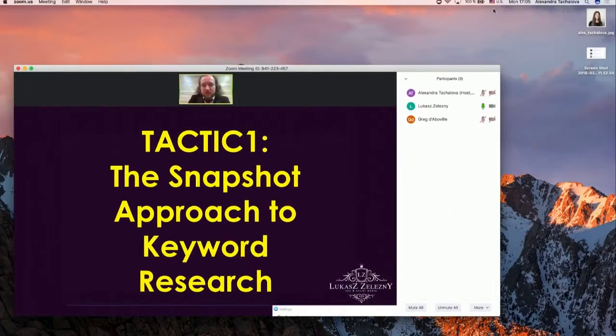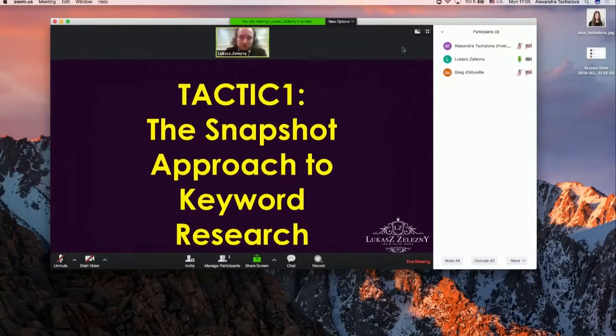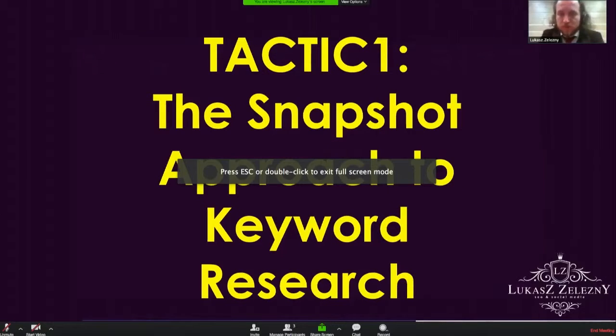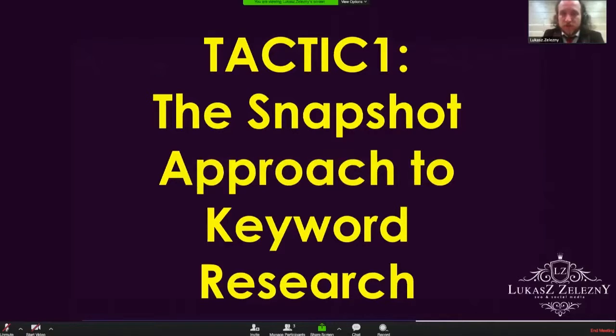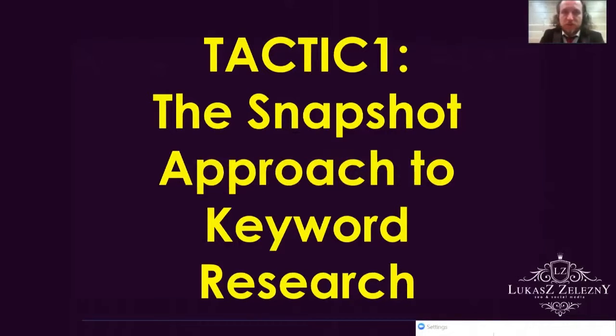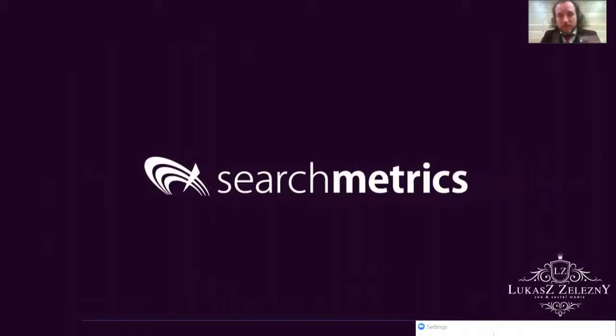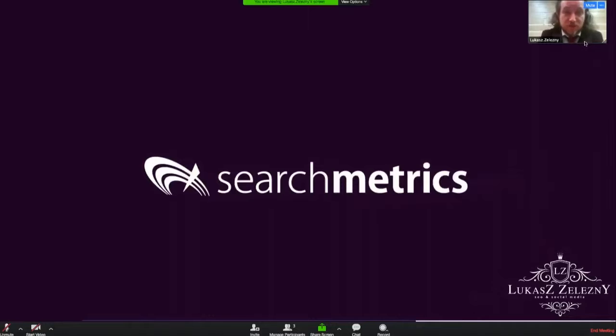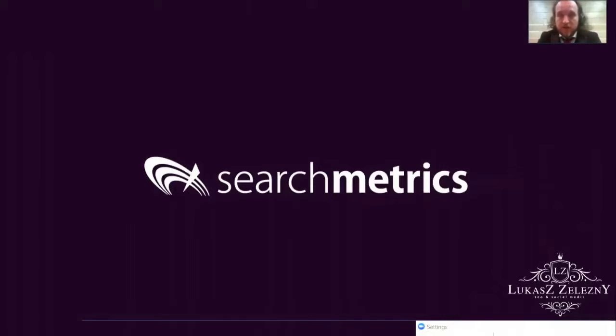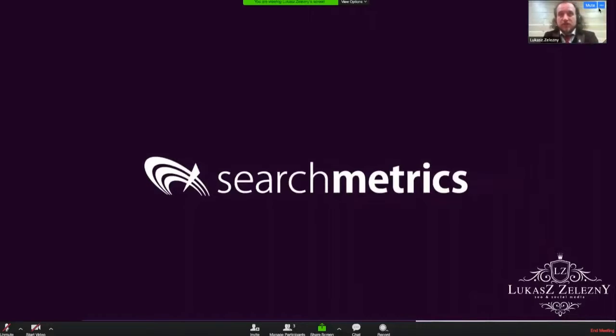So tactic 1, this is something I call the snapshot approach to keyword research. And I'm going to show you 2 approaches, very similar, obviously 2 because I will be using 2 different tools. Now, if I could see you guys in front of me, I would ask the question, who is using Search Metrics? Raise your hand. This is normally what I'm doing. I believe some of you may be familiar with Search Metrics. Some of you may not. Some of you may use a similar tool like Systrix, SpyFu, or SEMrush, which I will say a little about later.